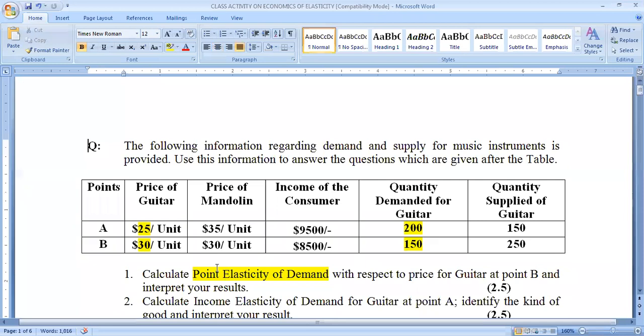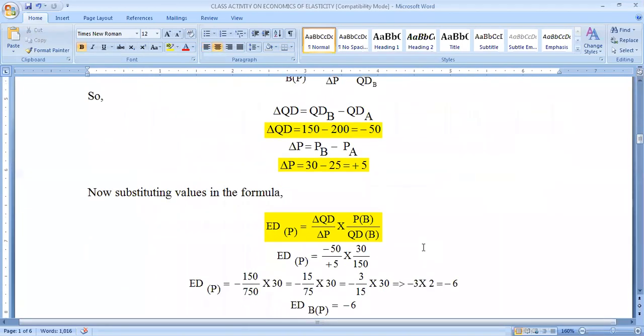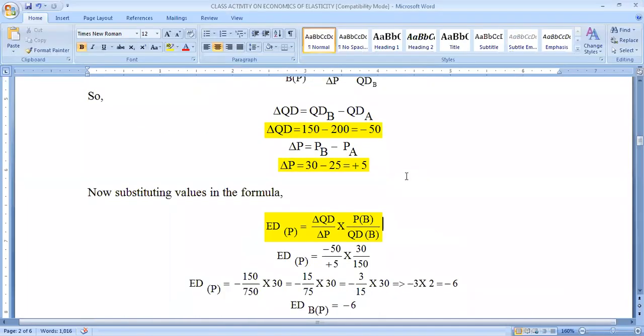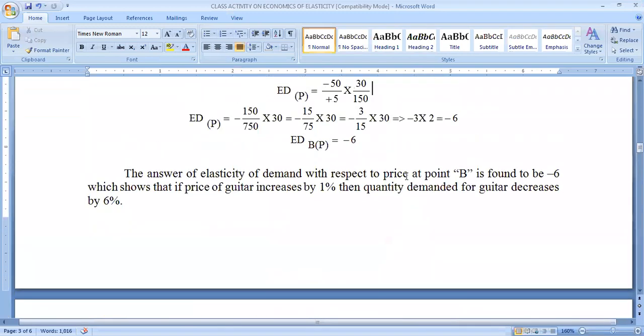Just look at this information. At point B, the price of guitar you could see is 30 and the quantity demanded for guitar is 150. So into this formula, the fraction that I've just highlighted, 30 represents the price of guitar at point B and 150 represents the quantity demanded for guitar at point B, right? So the fraction should be 30 over 150. Then we can simplify this fraction.